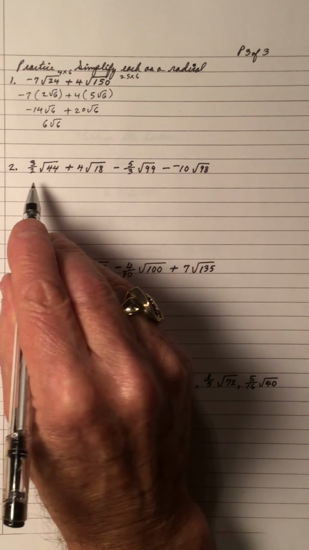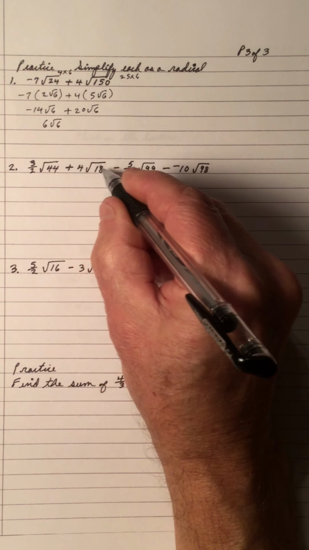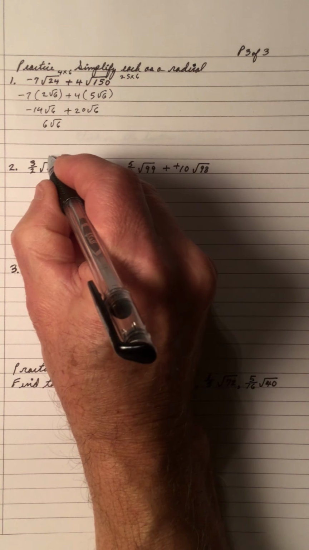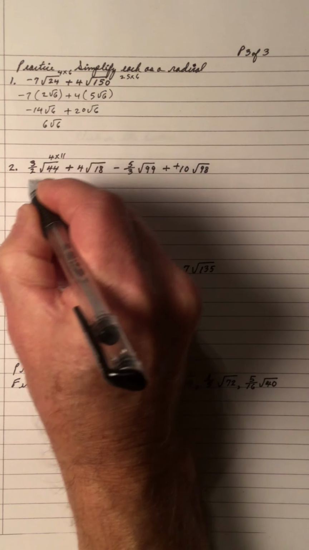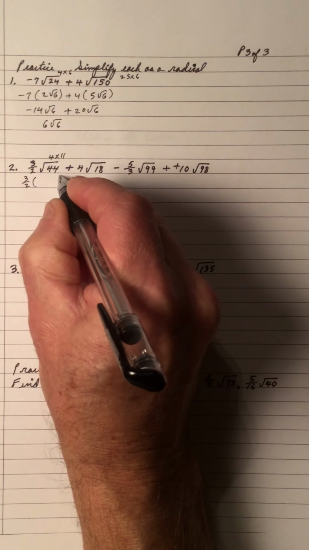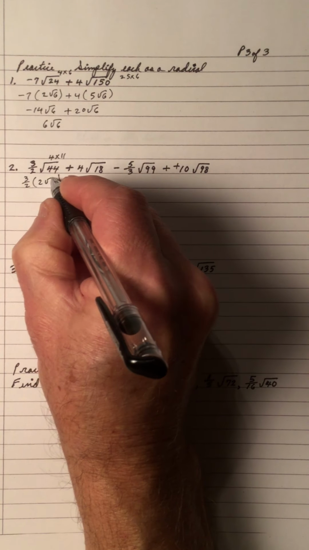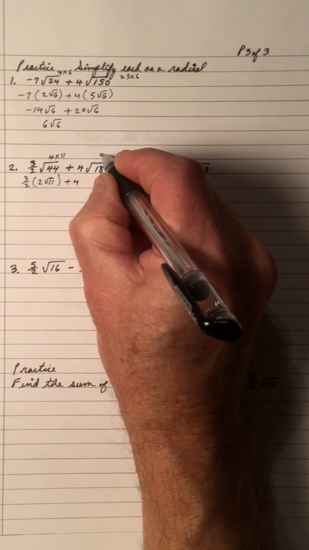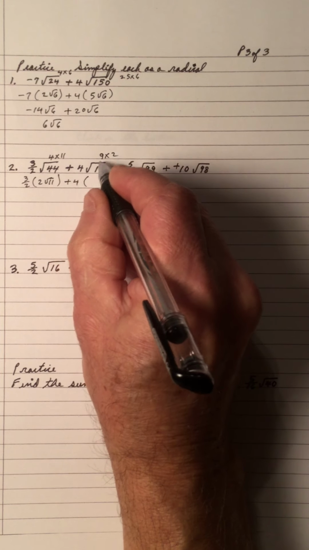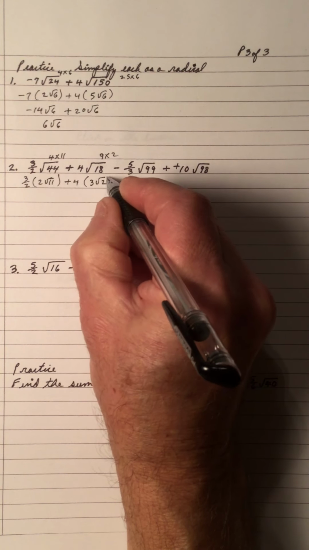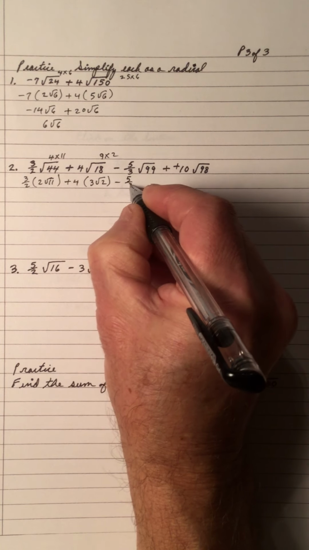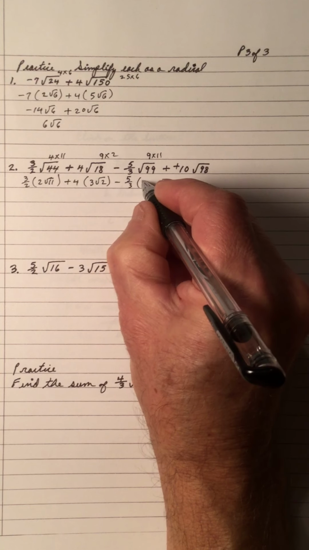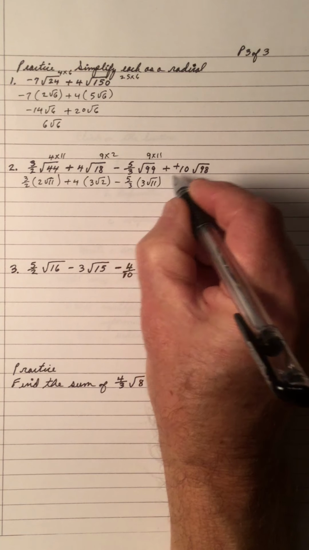And number 2, we have to simplify each. Let's look it through. I have a double negative, so I'll make it a positive. And 44 is 4 times 11, so that's 3 over 2. And the square root of 4 is 2, so that's 2 root 11. And I have a 4 root 18. 18 is 9 times 2, so the square root of 9 is 3, root 2. 5 over 3. 99 is 9 times 11, so the square root of 9 is 3, root 11.